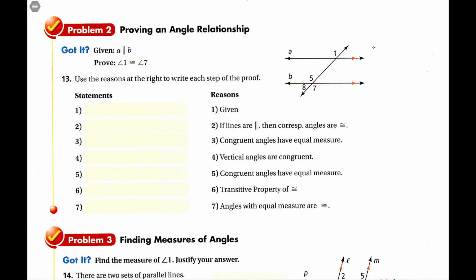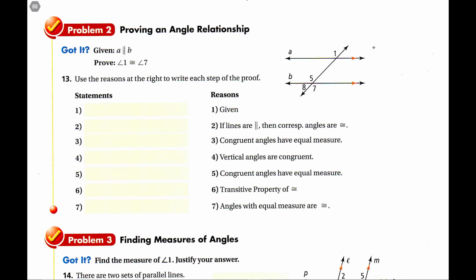For problem number 2, it's proving an angle relationship. So we're given that A is parallel to B. That's given to us. We want to prove that angle 1 is congruent to angle 7. Now we can look at the figure, and we already know just from the theorems that we've looked at, these are alternate exterior angles, so they must be congruent. But we want to think through the process that leads us to that conclusion other than just blindly trusting this theorem that tells us that these two angles are congruent.